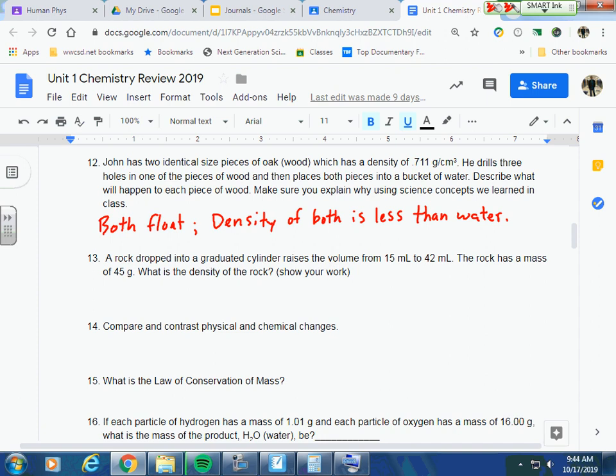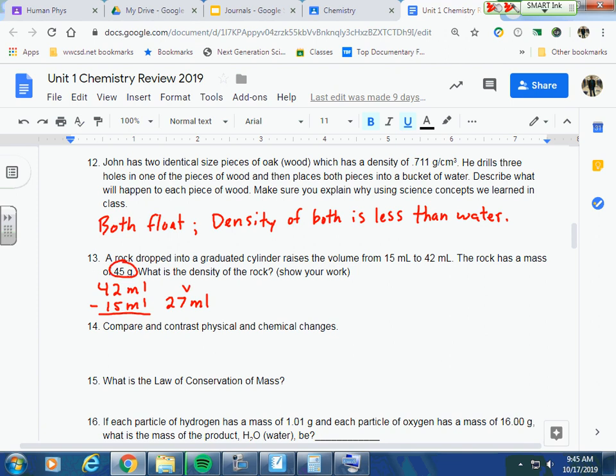All right. Number 13, a rock dropped into a graduated cylinder raises the volume from 15 milliliters to 42 milliliters. This is displacement. So the water level was at 15 milliliters. I put this rock in, it goes up to 42 milliliters. So if I just find the difference between those two volumes, I'll find the volume of the rock. So the rock is going to be 27 milliliters. That's its volume.